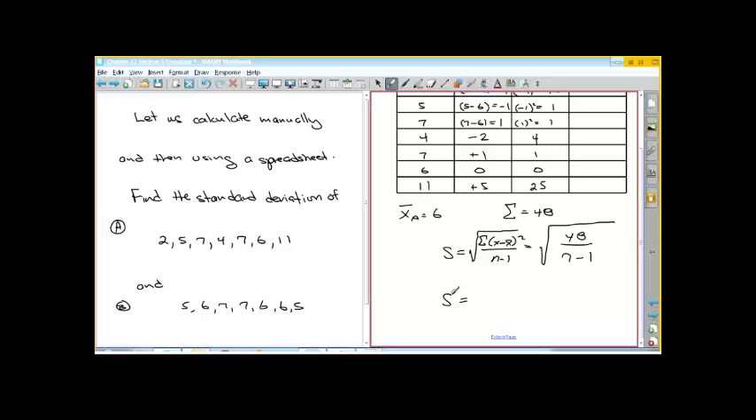And then I plug that in. So it's going to be basically the square root of 8. 48 divided by 6, which is 8. Take the square root of that, and I get 2.83. So that's the standard deviation.